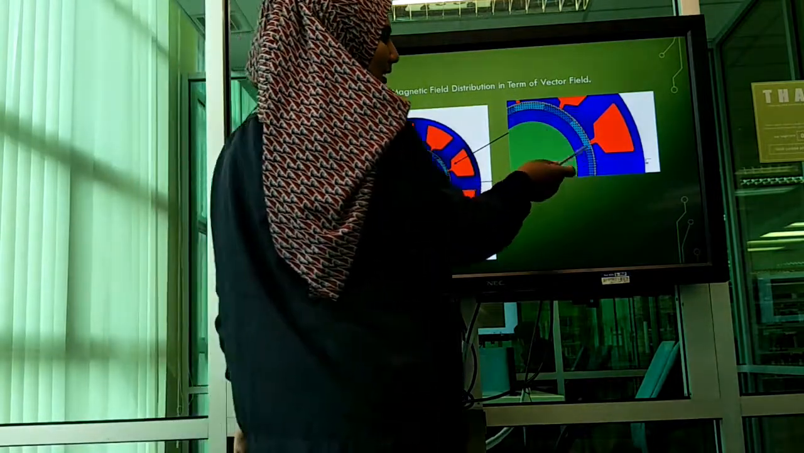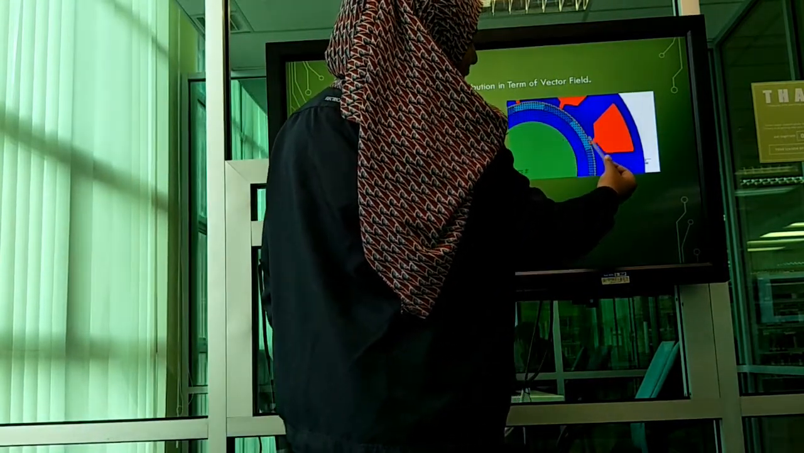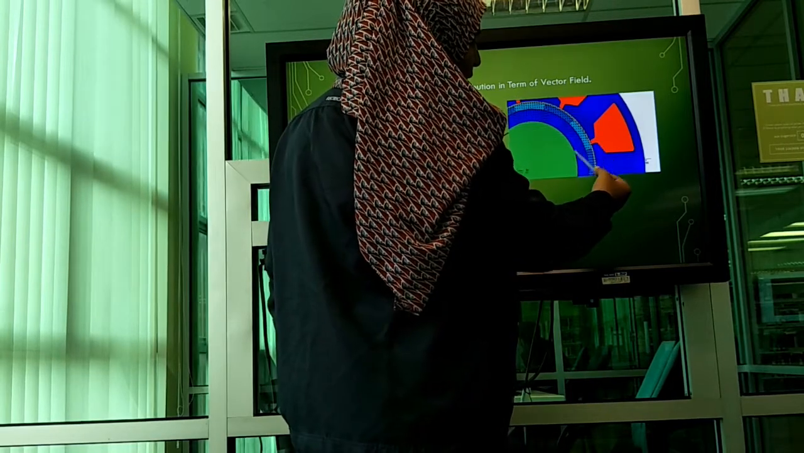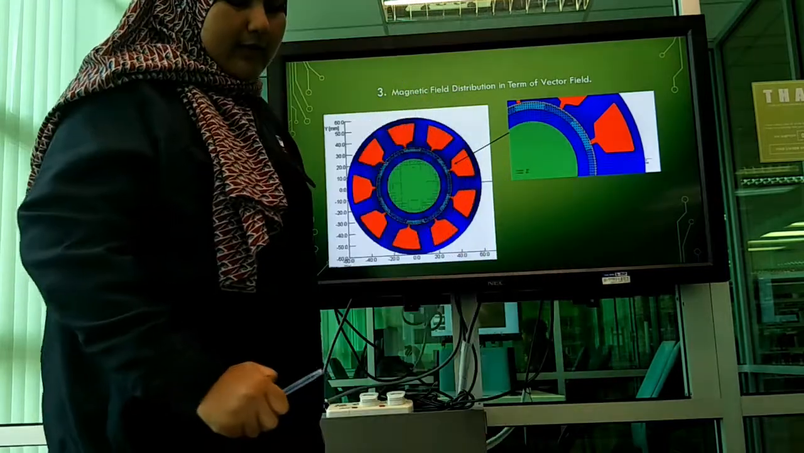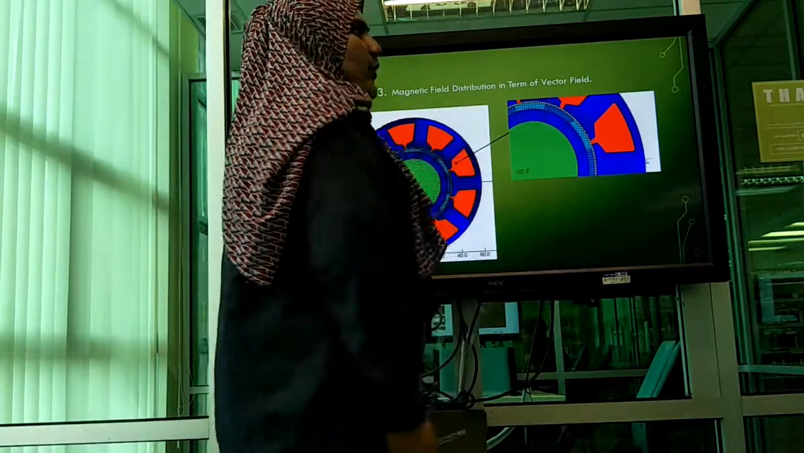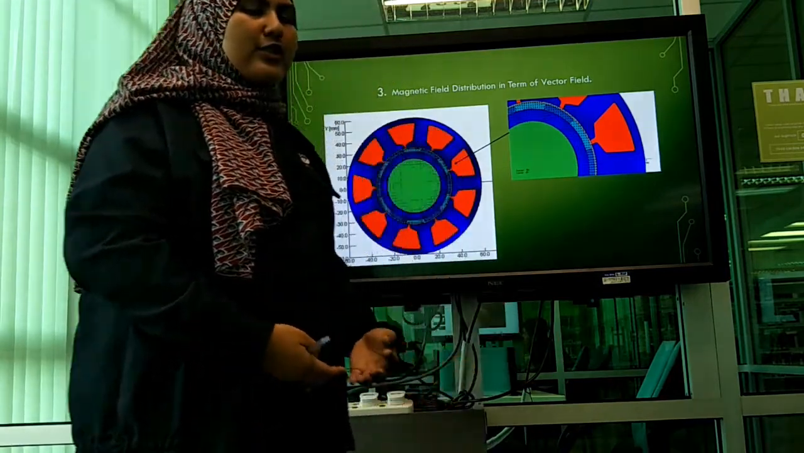The flux line will separate into two parts. This one will go to the right part and this one will go to the left part. And the flux linkage will change as the rotation of the motor changes.